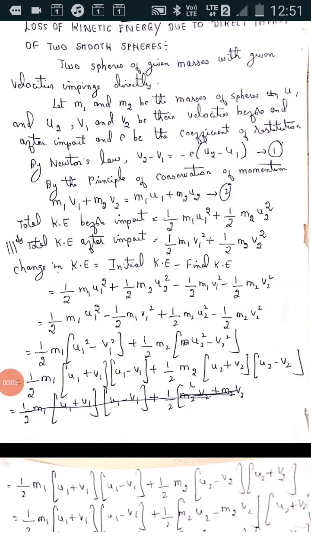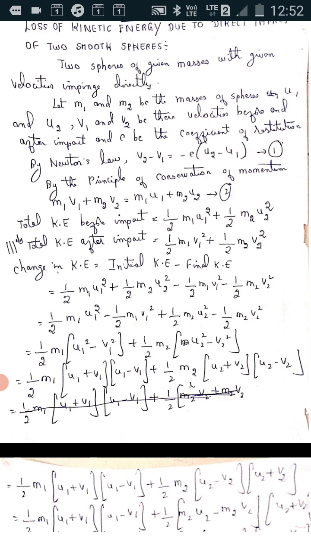Good morning everybody. In this video, we shall discuss the loss of kinetic energy due to direct impact of two smooth spheres. Let m1 and m2 be the masses of the spheres. That is, m1 denotes the mass of the first sphere and m2 denotes the mass of the second sphere.